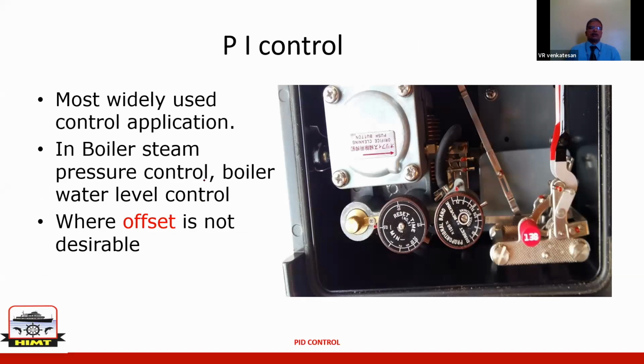This is a picture of a P plus I control. Why do we use P plus I? It's because offset should not be there. Have you all seen this type of controller on board a vessel? Many of you would have. Here is the reset time. In this part it is showing the reset time. Here it is showing the proportional band which you can adjust. This part is for controlling proportional gain. This part is for controlling integral gain.